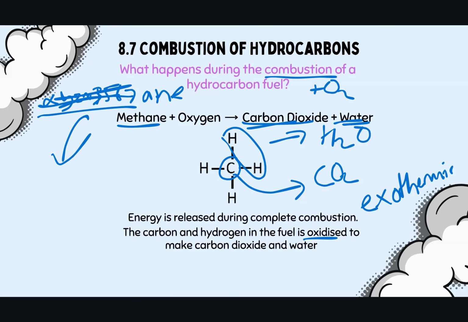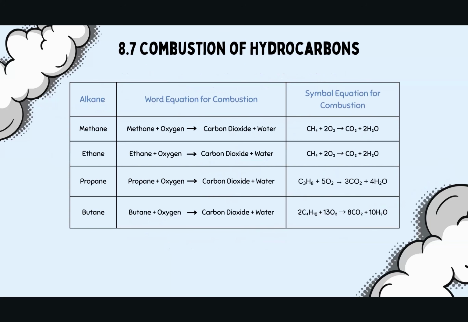So it can only make carbon dioxide and water. So here we've got methane plus oxygen makes carbon dioxide and water. Ethane plus oxygen makes carbon dioxide and water. Propane and oxygen makes carbon dioxide and water. Butane and oxygen makes carbon dioxide and water. So if a question like this comes up, there's no excuses. We know exactly what it makes.